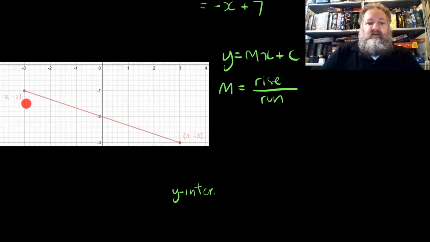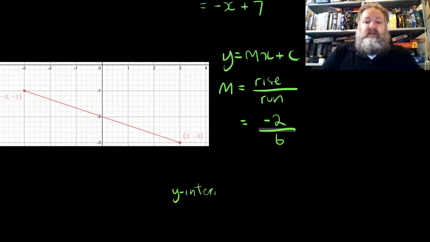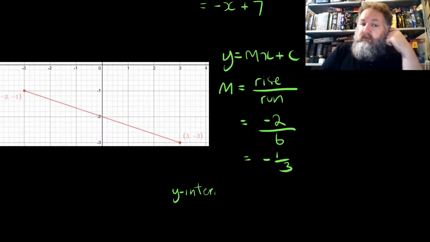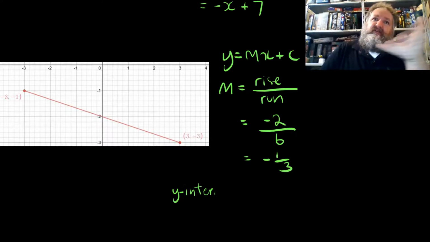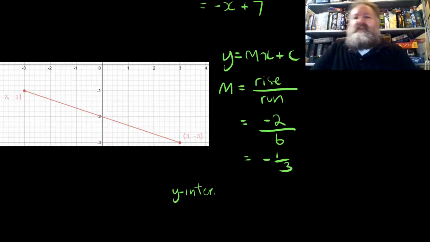How far down do I actually go? Well, I'm going from negative 1 down to negative 3, which is a negative 2 for my rise. My run is moving from negative 3 all the way up to positive 3, so it will be 6. So it'll be negative 2 over 6, and when we bring that down, it will be negative 1/3. You can express these gradients as a fraction or as a decimal, but fraction is probably more appropriate.